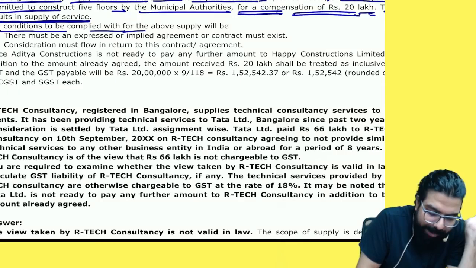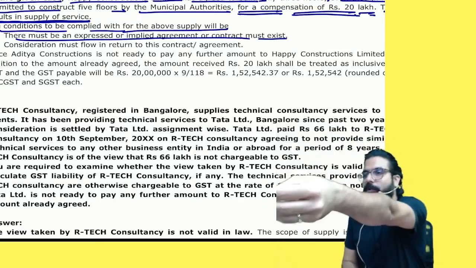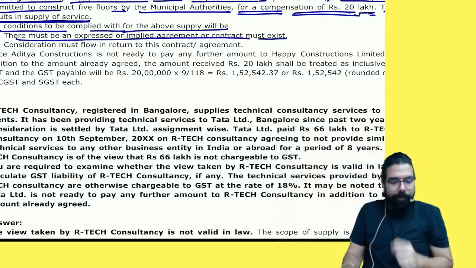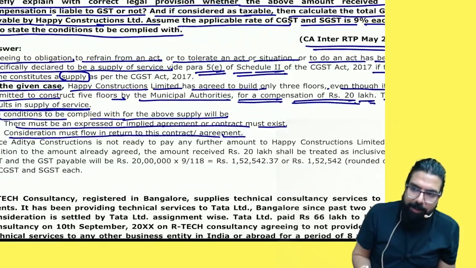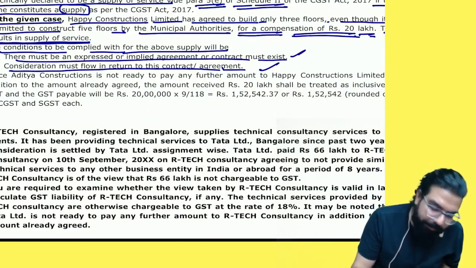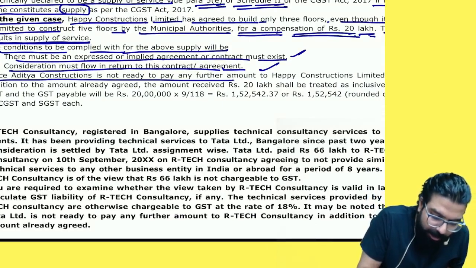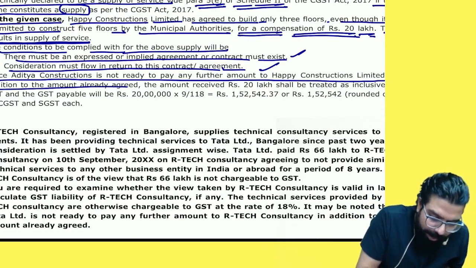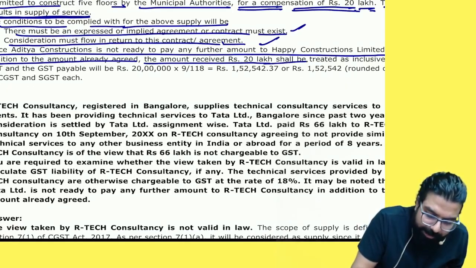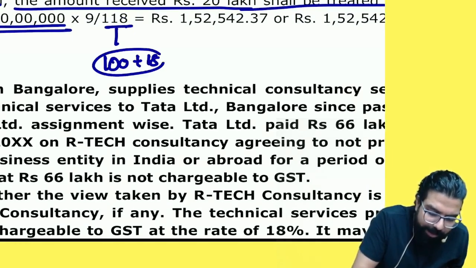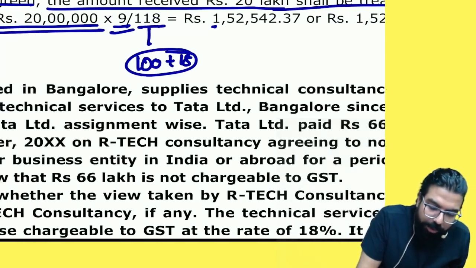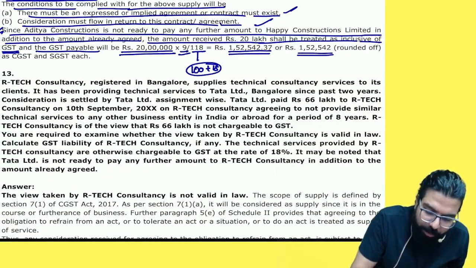The condition to be complied with for this supply is that there must first be an agreement. Secondly, consideration must have flowed in return for the agreement. Are both of them agreeing? Since Aditya is not ready to pay any further amount in addition to the amount agreed, the amount of 20 lakh shall be treated as inclusive of GST, and the GST payable will be 20 lakh divided by 118 into 18, which is 1 lakh 52 CGST and 1 lakh 52 SGST.